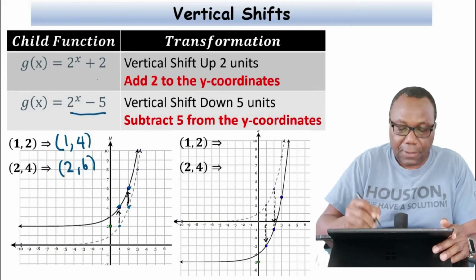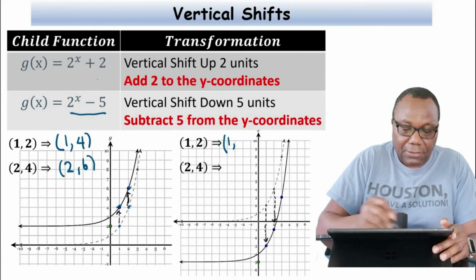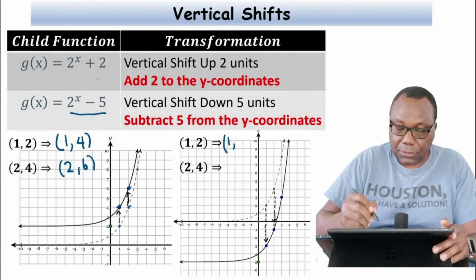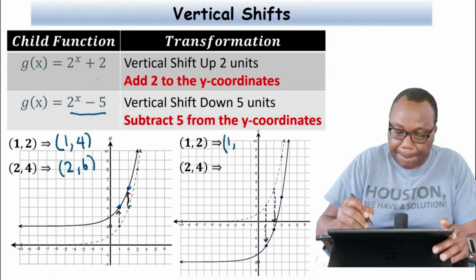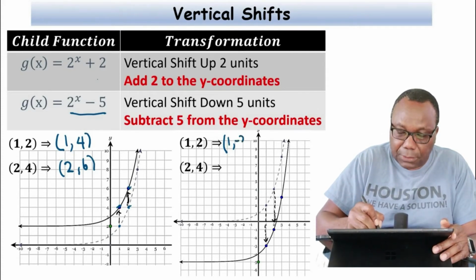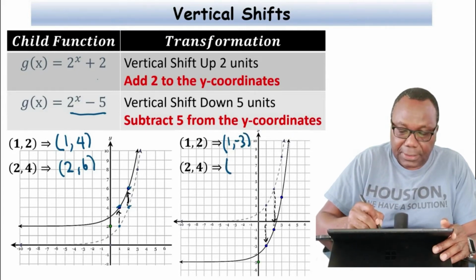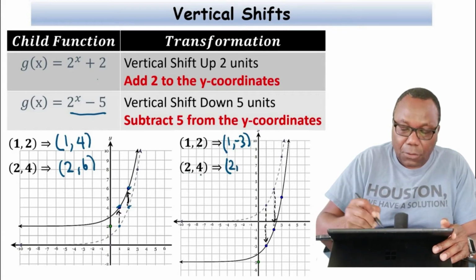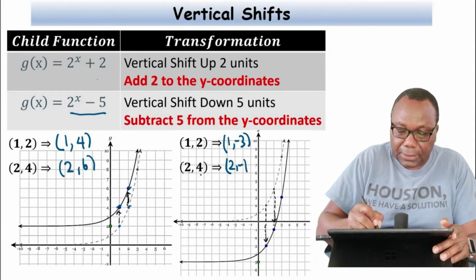We're subtracting. So if I give you 1, 1, the x stays the same because we are not touching the input. And then the 2, we're subtracting 5. It's going to go negative, so it's going to be negative 3, okay? So it's negative 3 when you subtract 5. This one is 2 here. It stays the same because the x is not affected. And the 4, you're subtracting 5 from 4, it goes to negative 1.